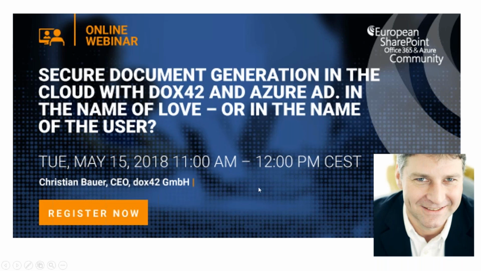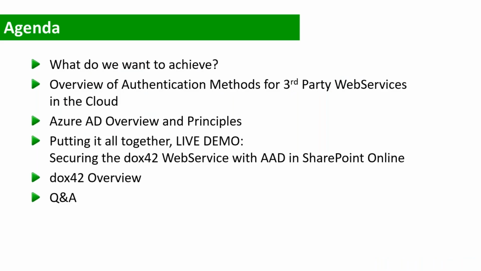First of all, I would give an overview of what I've prepared for you today. I will try to show you what we want to achieve when it comes to secure document generation in the cloud using dox42 and Azure Active Directory. I will show that in a live demo, and then I give you an overview of authentication methods of third-party web services. Because dox42 is a third-party web service, we need to secure it. We will do that using Azure Active Directory.